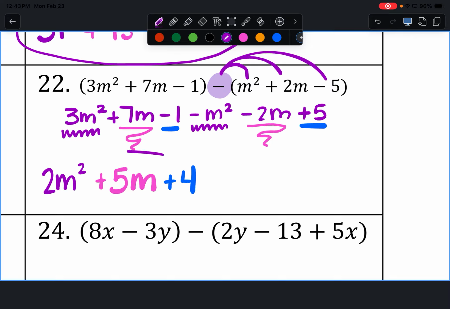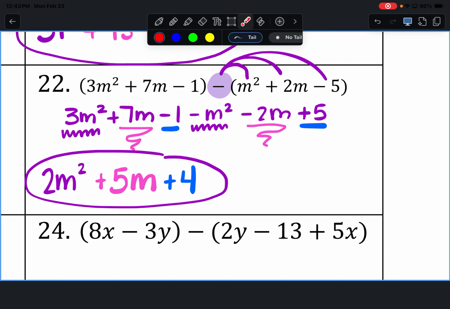Now, just for funsies, if I wanted to classify this polynomial, what would I classify it as? Trinomial. Yes, it is a trinomial. And the 2 is quadratic. It is a quadratic trinomial. All right, do 24 for me real quick.